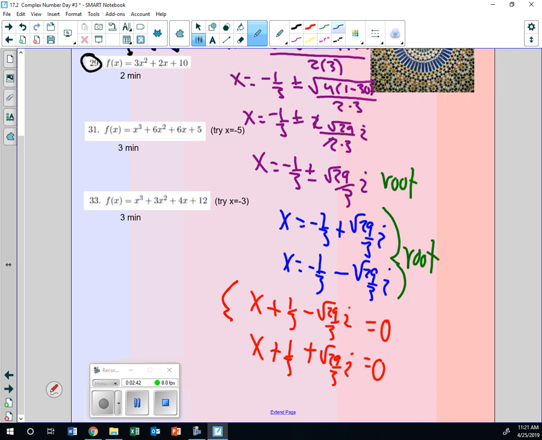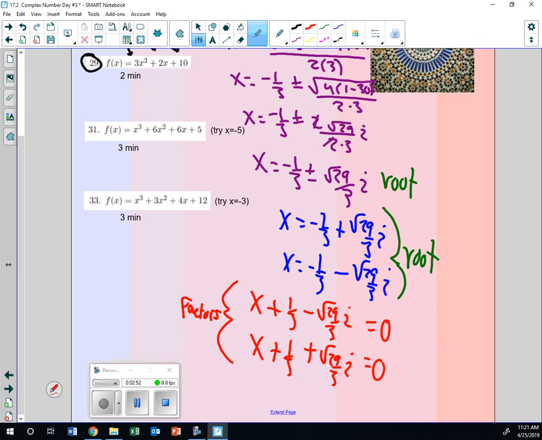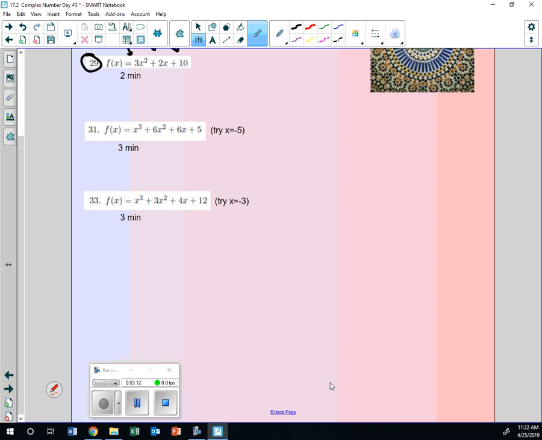These are factors. And I think they wanted factors, didn't they? Completely factor, it said. So there you got it. Those are what those answers should be. Did we do both 31 and 33, or did we do one? We did 33. Do you want to see 31? Let's do 31.